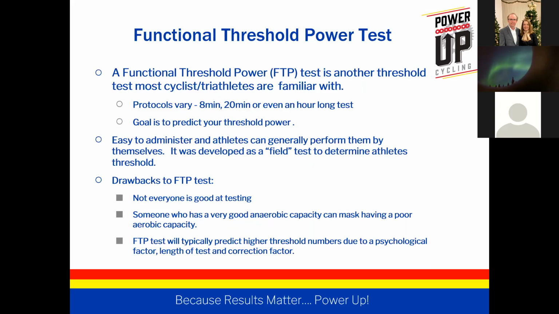And then the last little bit of the FTP is that FTP tests will always typically predict higher threshold numbers due to a psychological factor in the length of the test and correction factor. Most athletes are very strong-minded, and we can hurt a lot. So an FTP test is always going to be to the right, I would say for most athletes. It's always going to be a bit higher than your LT test or your lactate threshold number. And that holds true for hundreds and hundreds of tests that we've done since we've opened the center, but that is pretty universal.